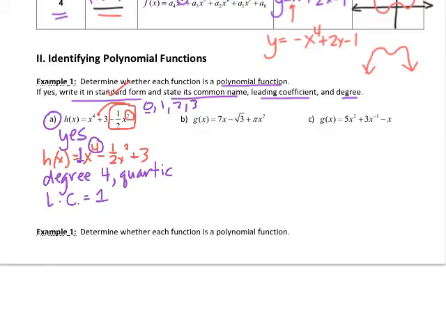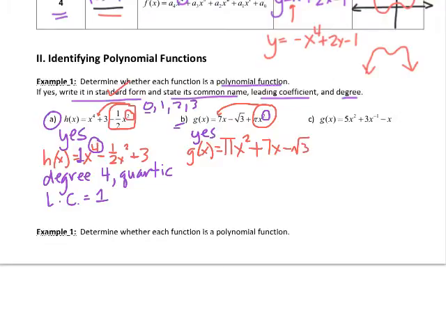So let's look at problem B. Problem B gives us this information: 7x minus the square root of 3 plus pi times the square root of 2. Well, it looks like all of our exponents are positive. We don't have any negative exponents, so this again is a polynomial function. And let's go ahead and rewrite it. This one is g of x equals, and we need to bring this whole term to the front because we have to write our exponents in decreasing order. So pi x squared plus 7x minus square root of 3.